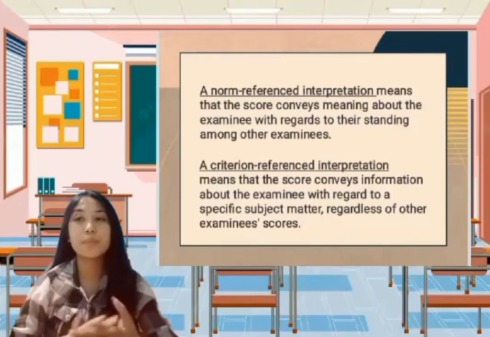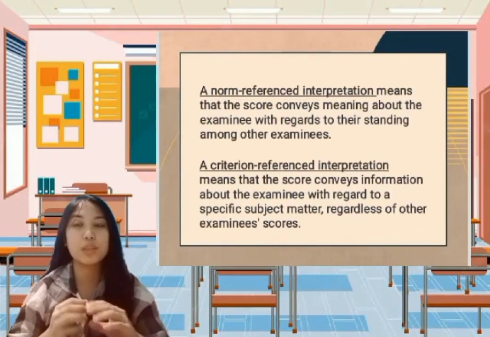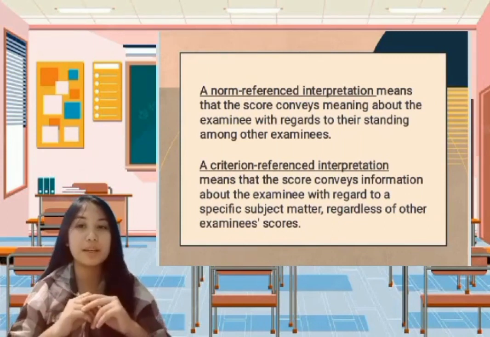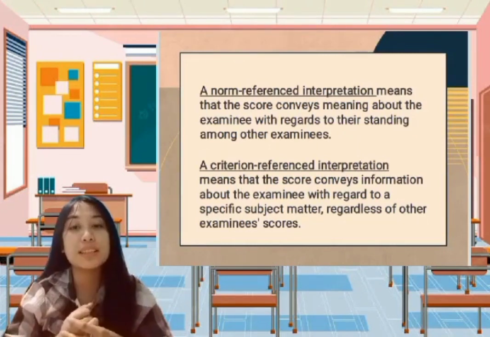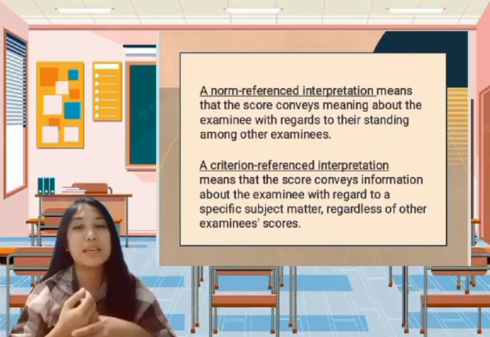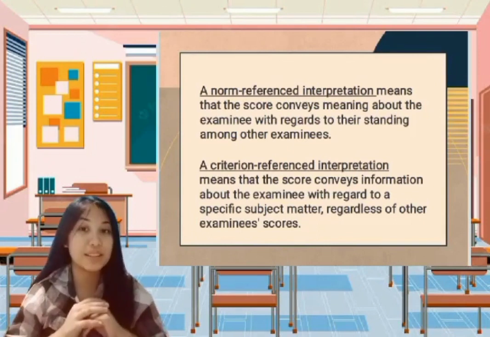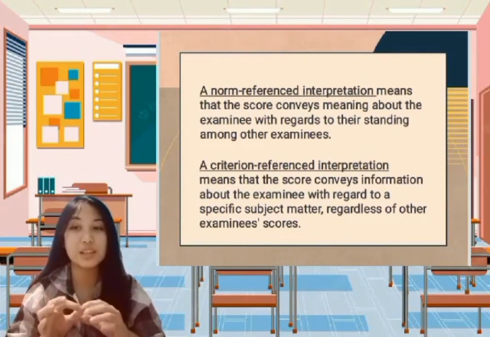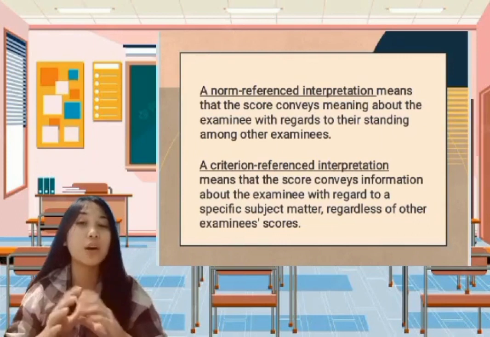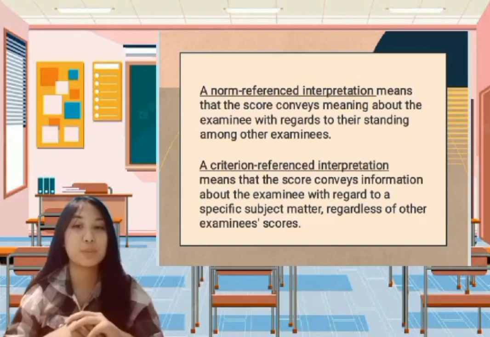Norm-referenced interpretation means that the score conveys meaning about the examinee with regard to their standing among other examinees. The best example for this is an individual score compared to other scores. This is used by teachers to help them determine who among their students has the highest and the lowest performing scores. The second one is criterion-referenced interpretation. Here, the assessment criteria are already fixed. It usually delivers quick results, unlike norm-referenced interpretation.